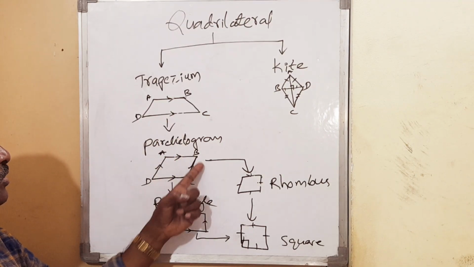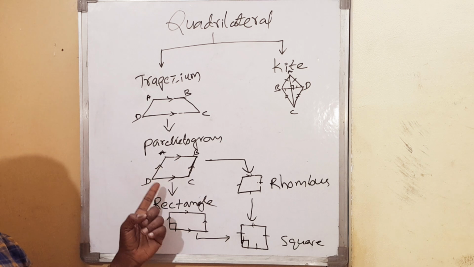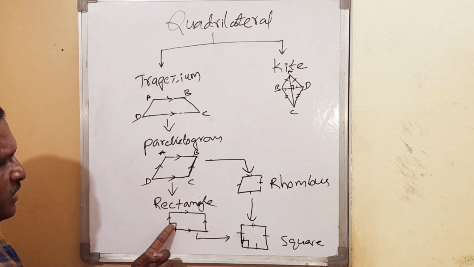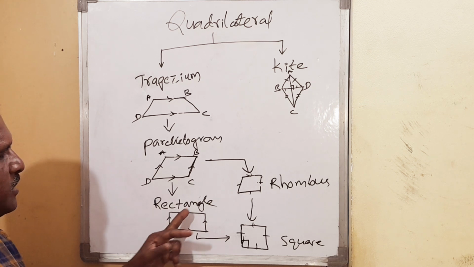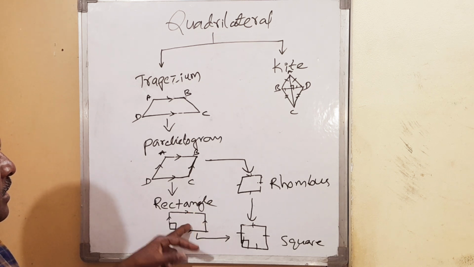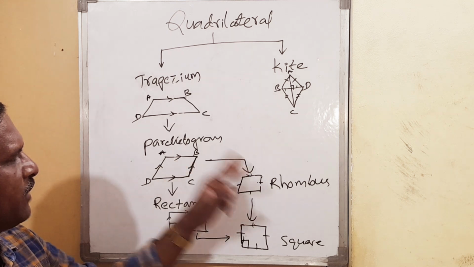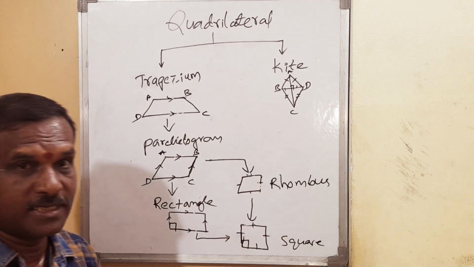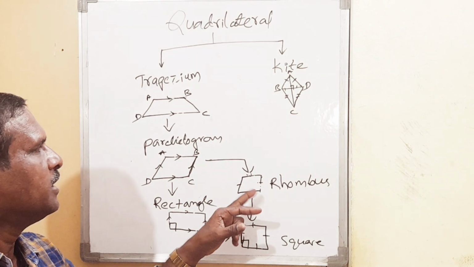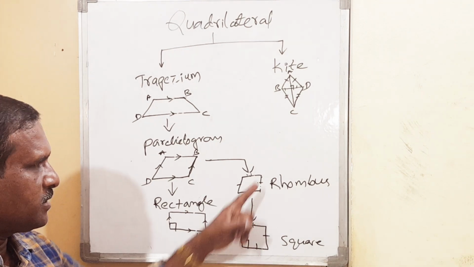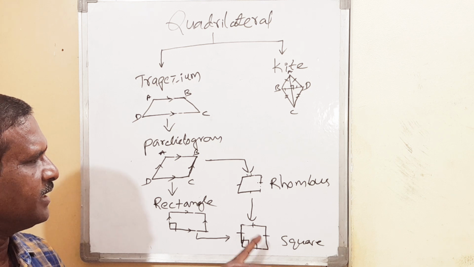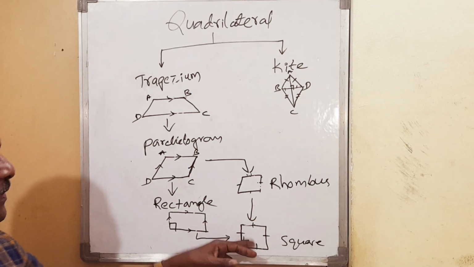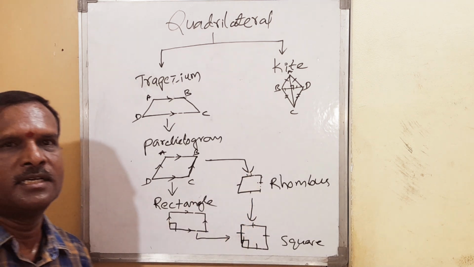In a parallelogram, both the pairs of opposite sides are parallel. Rectangle, it is a type of parallelogram only in which each angle is 90 degrees. Means opposite sides are equal and parallel and each angle is 90 degrees. And if you come to the rhombus, in a rhombus both the pairs of opposite sides are parallel and equal also. And in this rhombus, if each angle is 90 degrees, then it is a square. Okay, that's why we can say square is a rhombus, but rhombus is not a square.